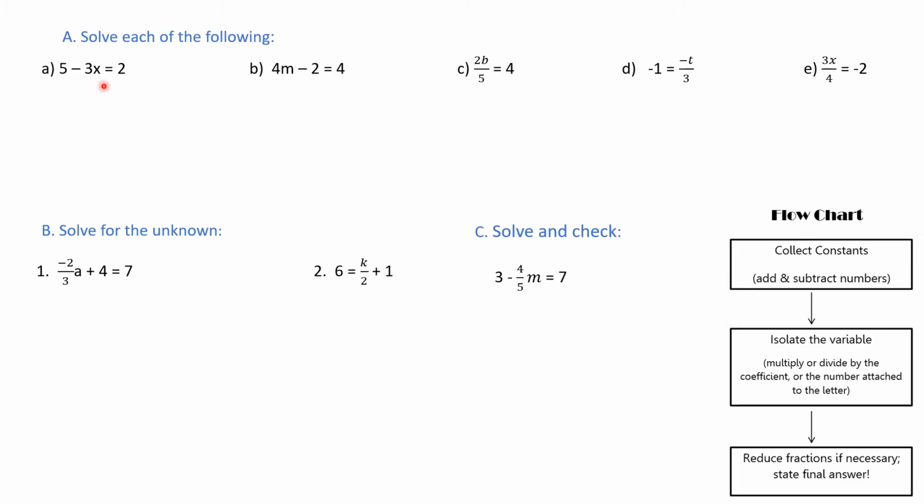5 minus 3x equals 2. So let's look at the chart. First, we have to collect the constants. That means add and subtract numbers, not variables or coefficients, just numbers. So I'm going to, this is a constant and this is a constant.